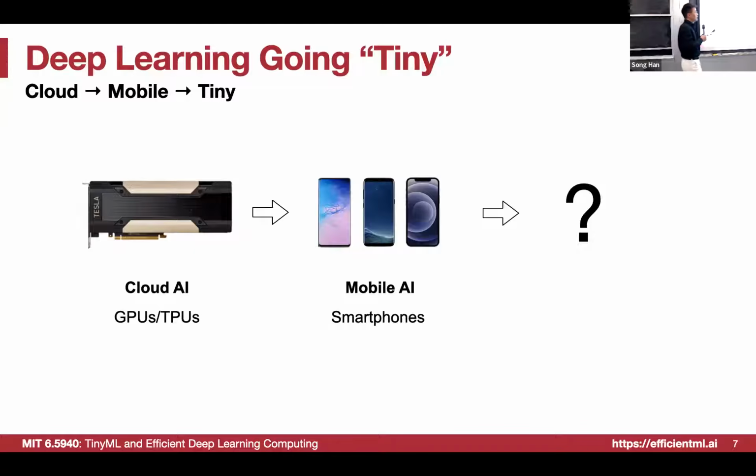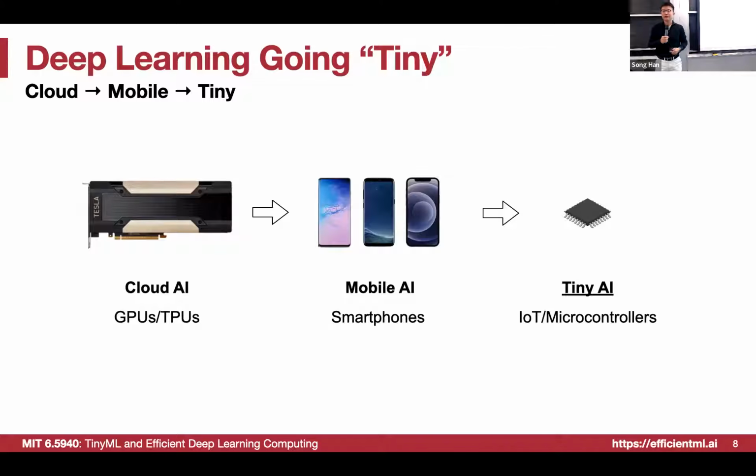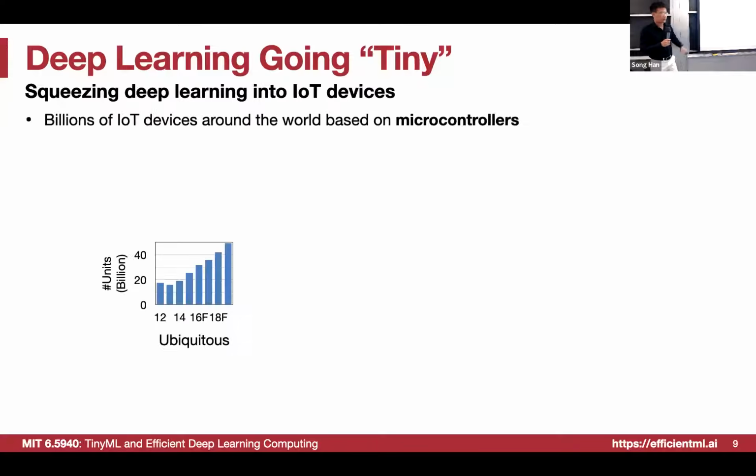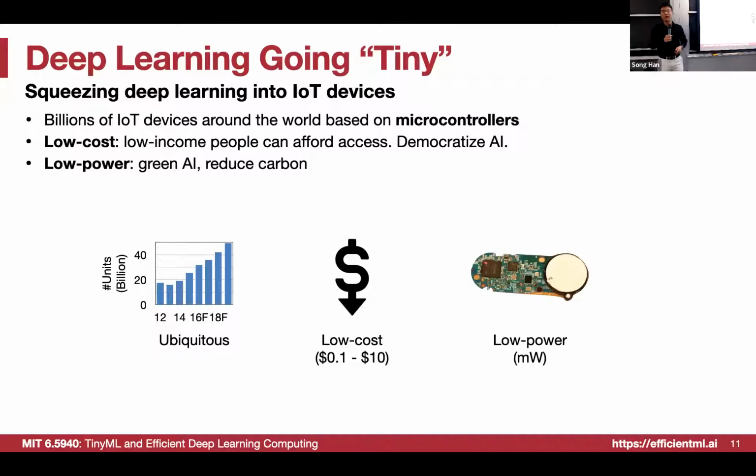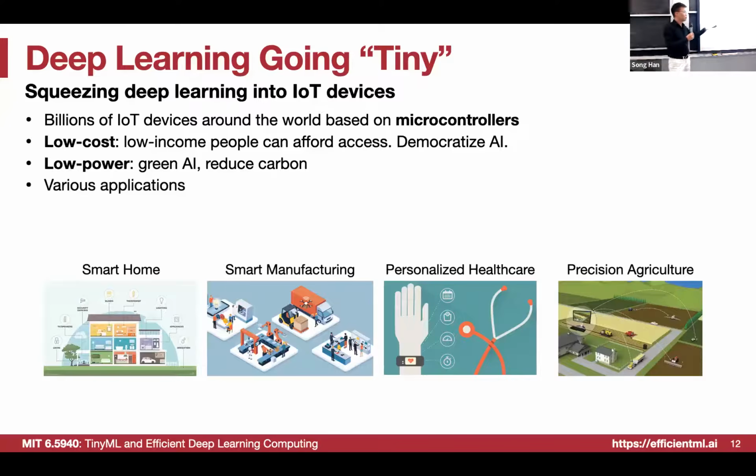So we have seen many AI applications on the mobile phones. What is the next big thing? Can we go even smaller? So those are the IoT devices and microcontrollers. They are very ubiquitous. The amount of these IoT devices are growing very fast in the past couple of years. They are very low cost, just a few dollars. And also they consume low power, can be battery powered, to reduce the carbon, can be widely used in smart home applications, smart manufacturing, healthcare, and also precision agriculture.